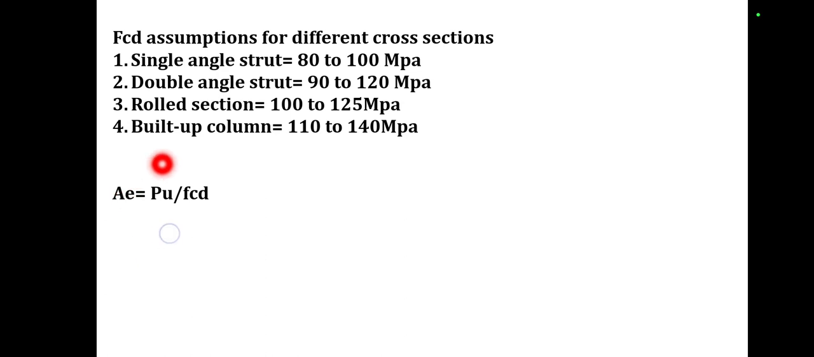Hence, after this assumption, we have to calculate the area required by the formula AE equals PU divided by FCD. Whatever the ultimate load we have calculated by multiplying the given working load by 1.5, that is the factored load, we have to divide that factored load by the assumed FCD, and this assumed FCD will depend upon the type of the section which is demanded in the question.